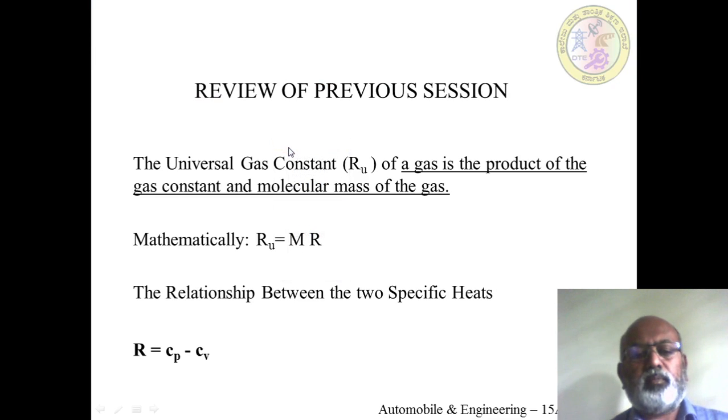Today we will review our last class session topics. We studied the universal gas constant. It is the product of the gas constant and the molecular mass of the gas, denoted by R_u = M × R. And we also studied the relationship between specific heat at constant pressure and specific heat at constant volume.